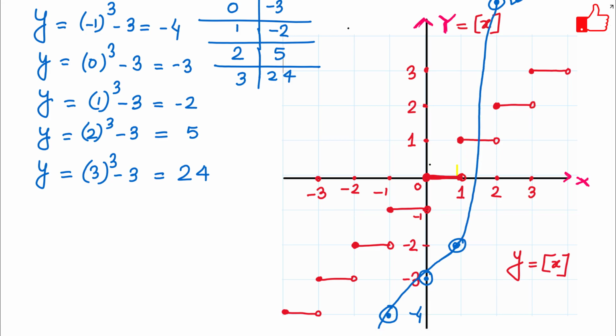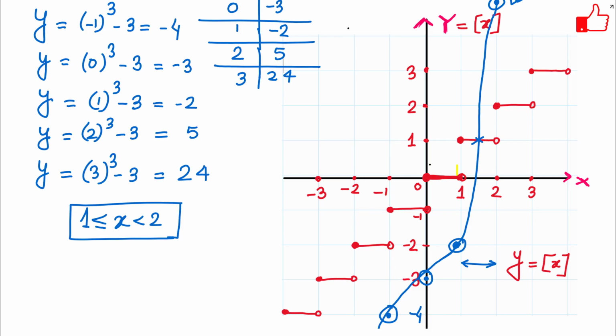So you can see this graph will cut the y equals greatest integer x function at only one point, and this point will be here, because at x equals 2 this is going too far. So this must cut in this interval, and that's why it is cutting here. So there is only one solution, and that solution will lie when x lies between 1 and 2.